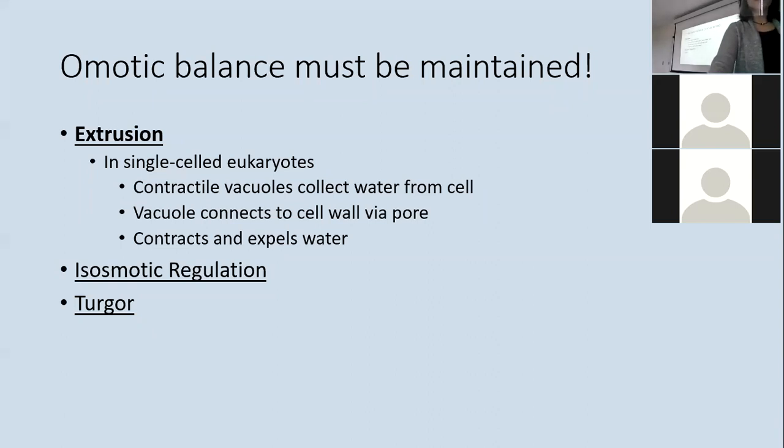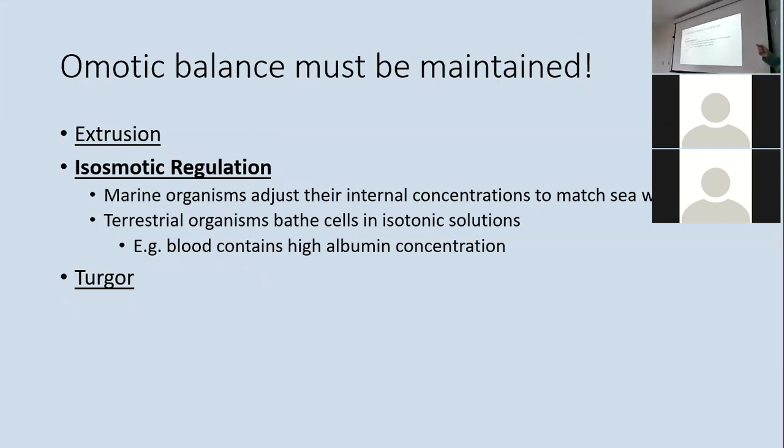If you're not single-celled, we've got some other options. We have a few methods of what is called isosmotic regulation. So we're talking about maintaining consistent osmotic pressure. Iso means same, so regulating your osmotic pressures by making them all the same. You see this in marine organisms where they adjust the concentration of solutes in their own body to match the seawater. They evolved to match the environment they exist in, because they're surrounded by solutes in the salty ocean.